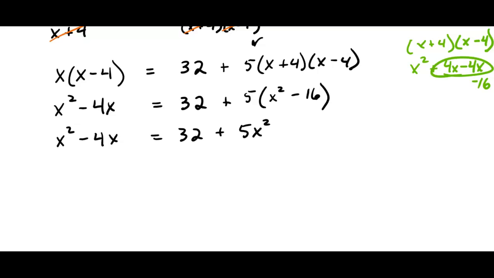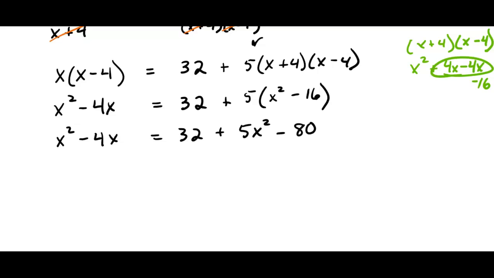So I'm distributing the 5 now. What is that, 80? Yeah, it's 80. Okay, so a little bit more going on in this problem. You might notice that this is a quadratic equation. It's quadratic because you've got the x squared. That means we need to have one of the sides, either the left or the right, set to 0.